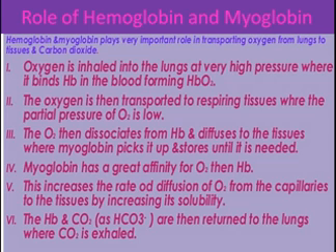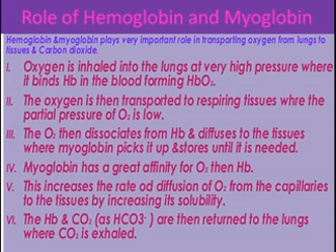Then out of hemoglobin and myoglobin, which has the greater affinity for oxygen? Our answer is myoglobin; it has a greater affinity for oxygen as compared to hemoglobin. So this increases the rate of diffusion of oxygen from the capillaries to the tissues. Why so? Because of the solubility reason. And the hemoglobin and carbon dioxide return to the lungs when carbon dioxide gets exhaled.